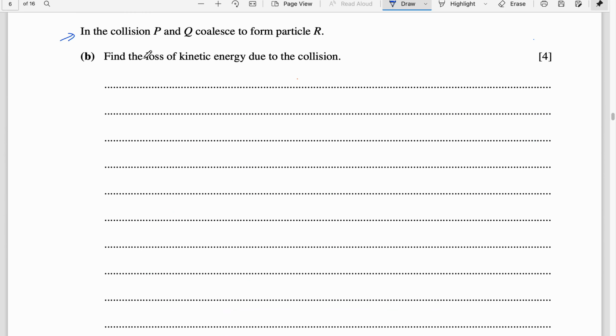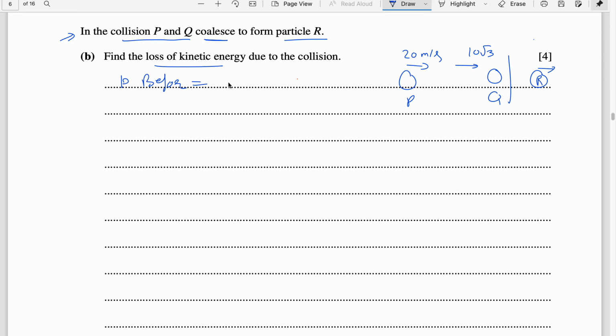For B part, in collision, P and Q coalesce, they stick together to form particle R. Find the loss in kinetic energy. To find the loss, I need to find the speeds. So this was the actual scenario. P was moving with the speed of 20 meters per second. And this was Q at rest. And P reached here at a speed of 10 square root 3. And after they hit, they combined to form a new particle R, and it is now moving with a new speed. So I'm using the concept that momentum before the collision is equal to momentum after the collision.